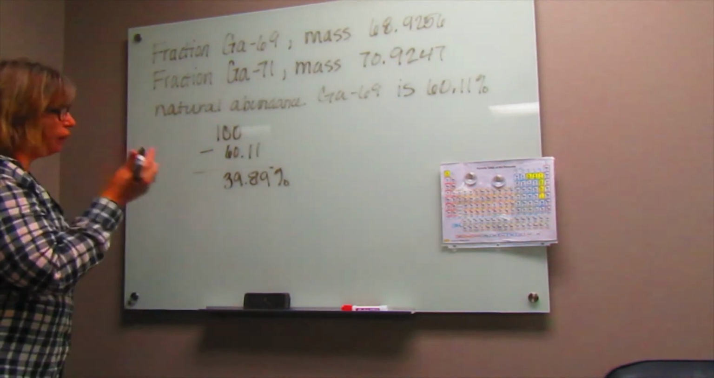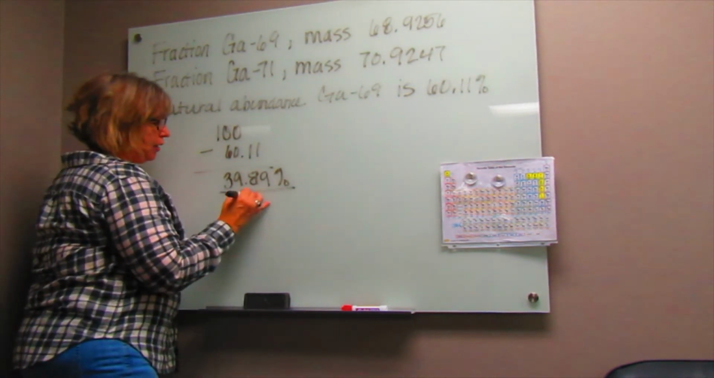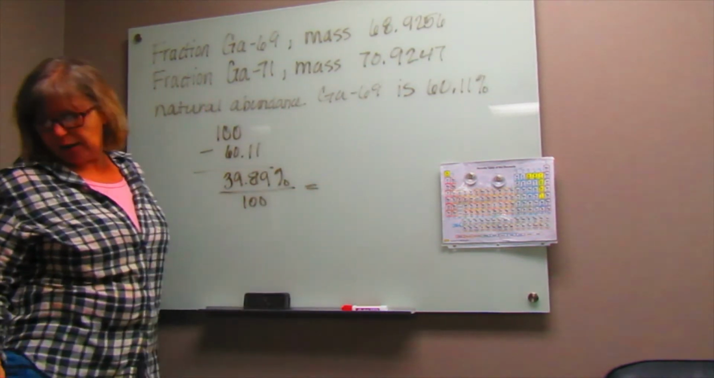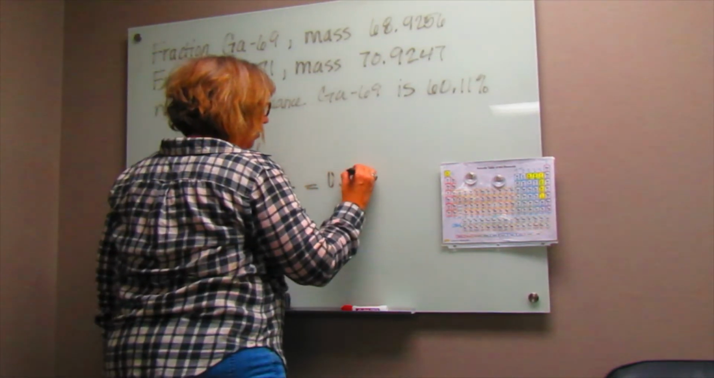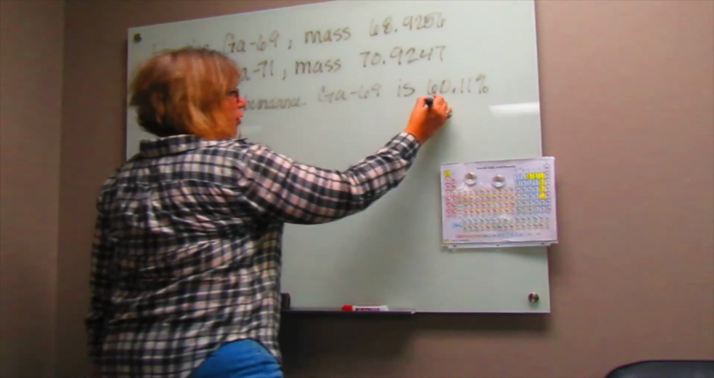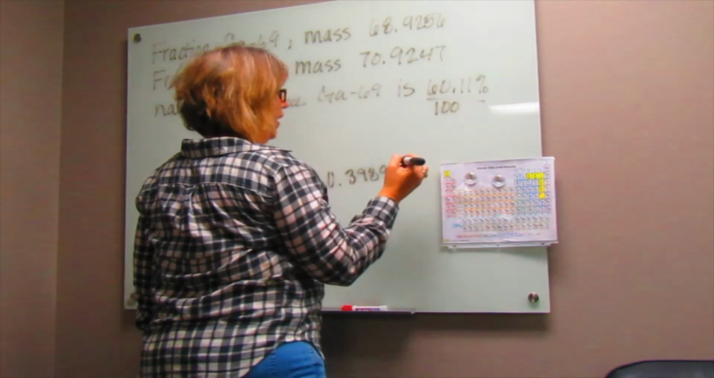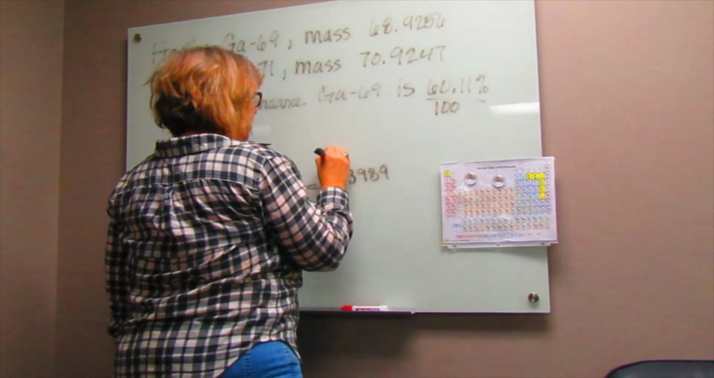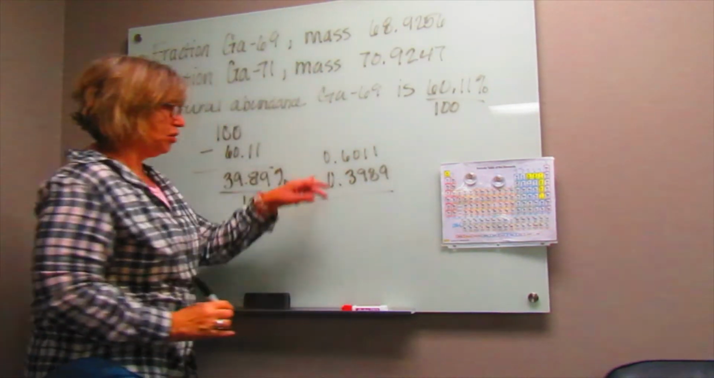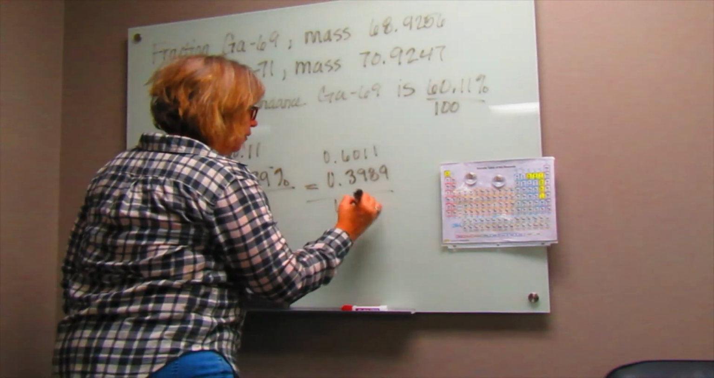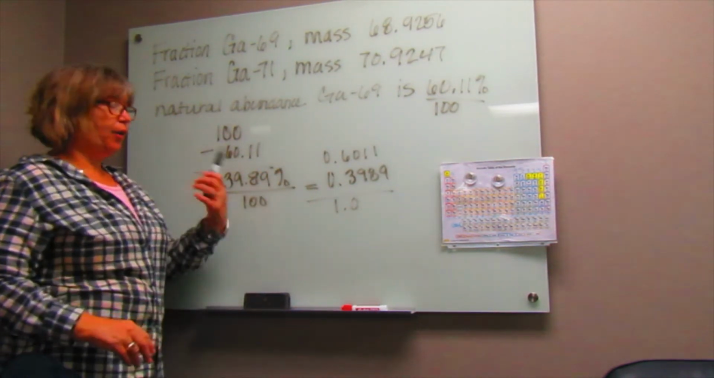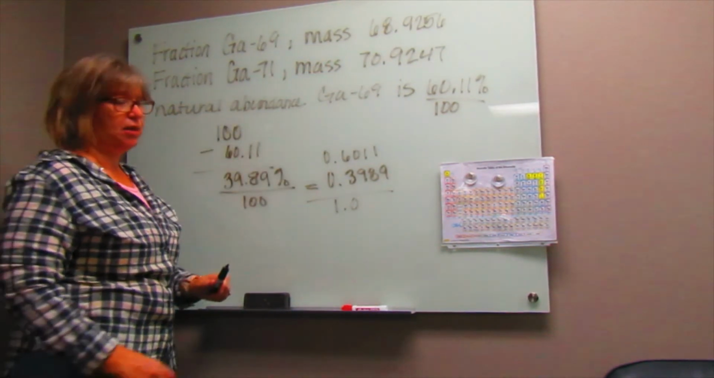So then in order to convert this into decimal form, we're just going to divide by 100, okay? And so that's going to give us a decimal of 0.3989, right? Same thing with our 60.11. We're going to divide that by 100, and we're going to get 0.6011. Whereas if we add these two together, we get 1, right? So we'll have to come back. We need this information in order to determine the mass of these two isotopes.